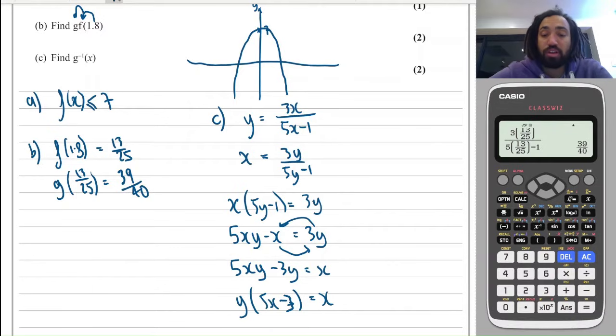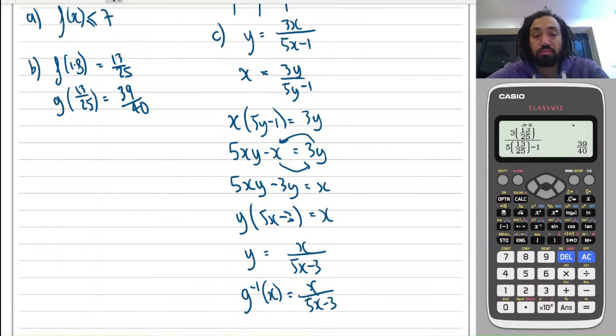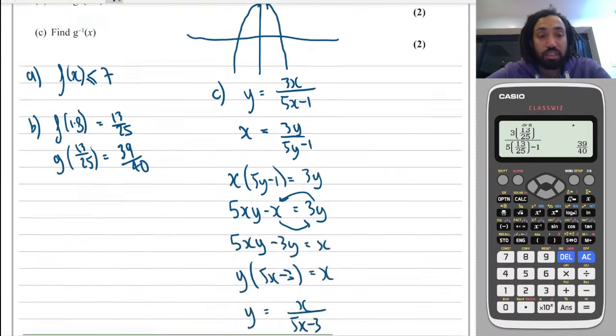And then finally I'm going to divide through by that factor to get that y equals x over 5x minus 3, and that is the inverse function of g. So g inverse of x is equal to x over 5x minus 3. And I think that question is done.